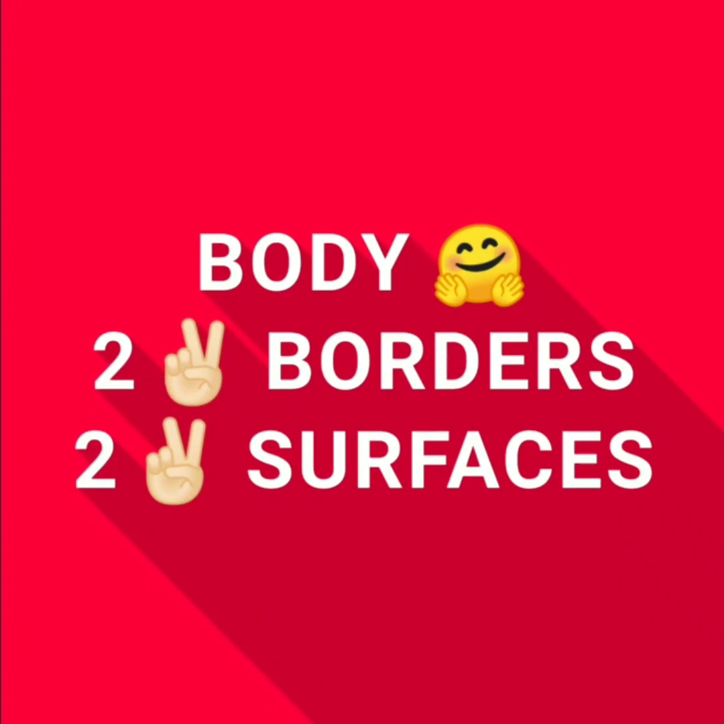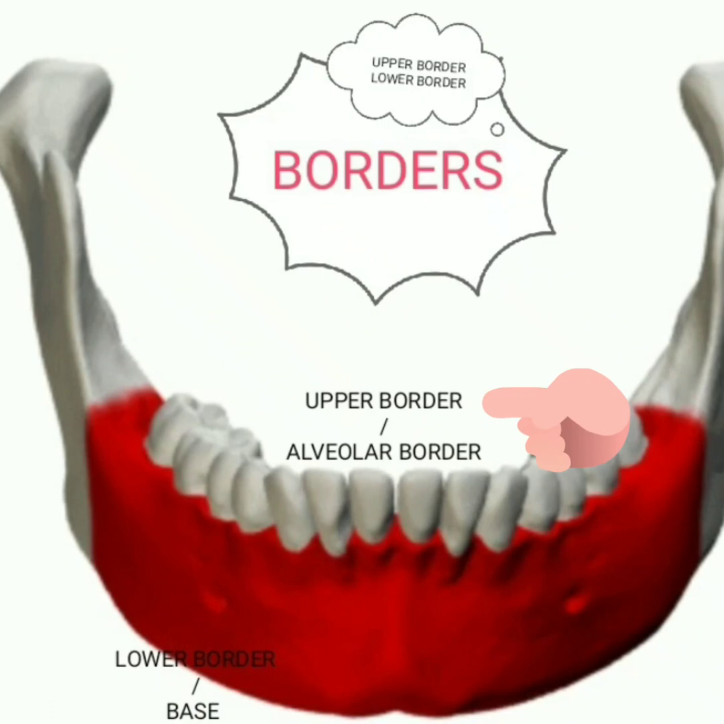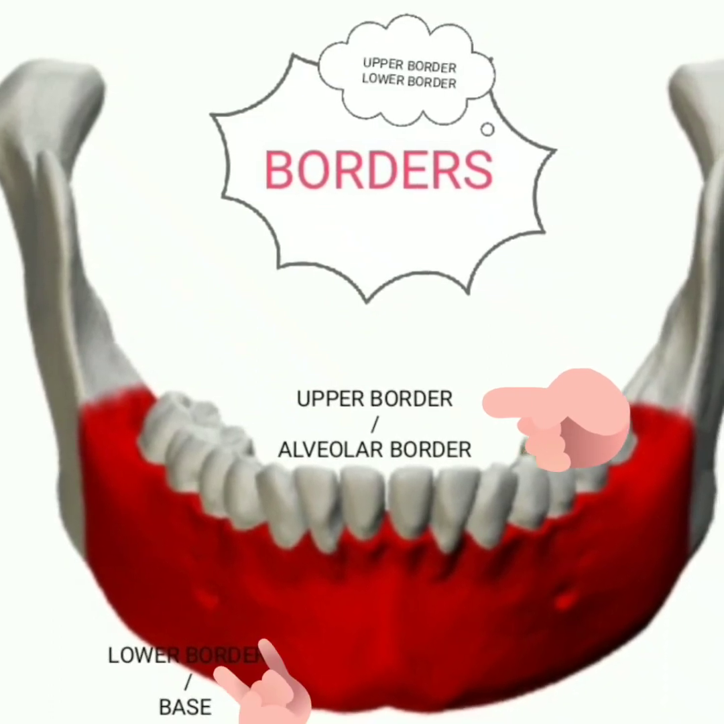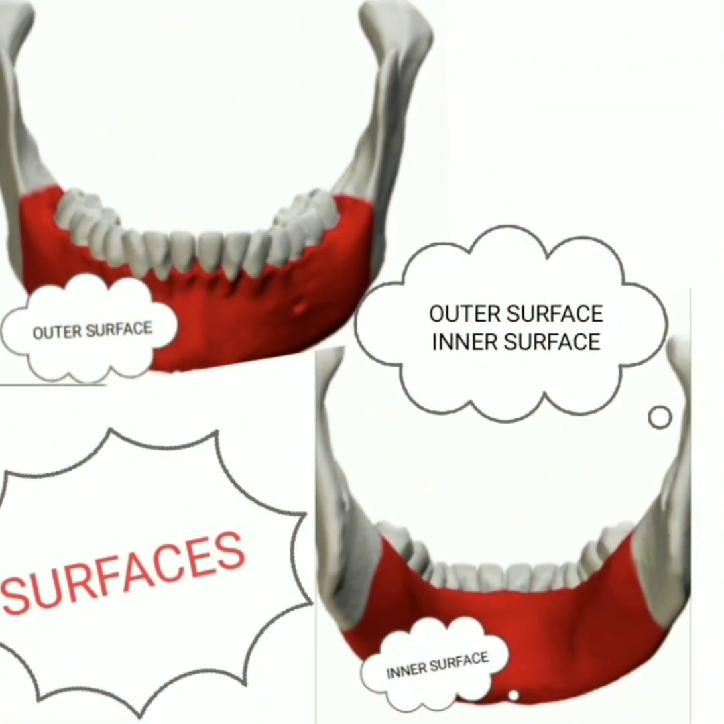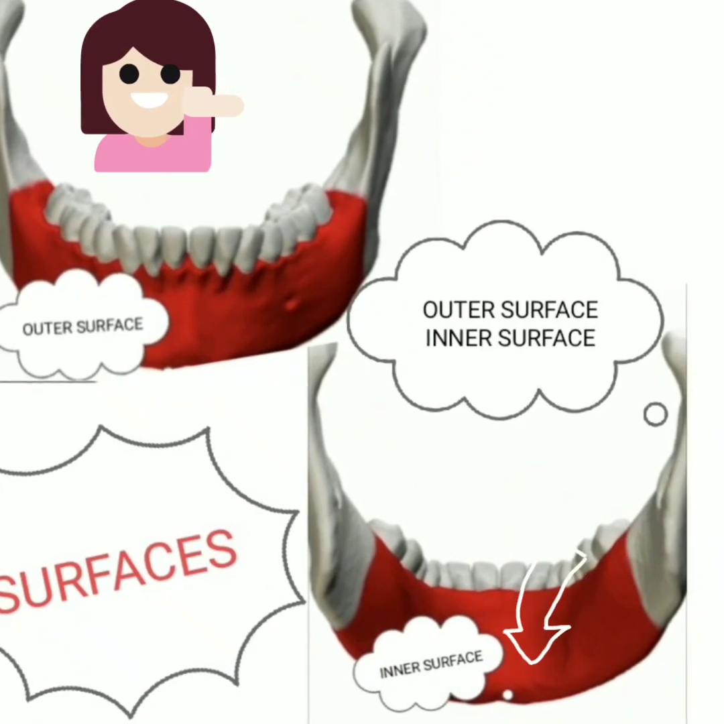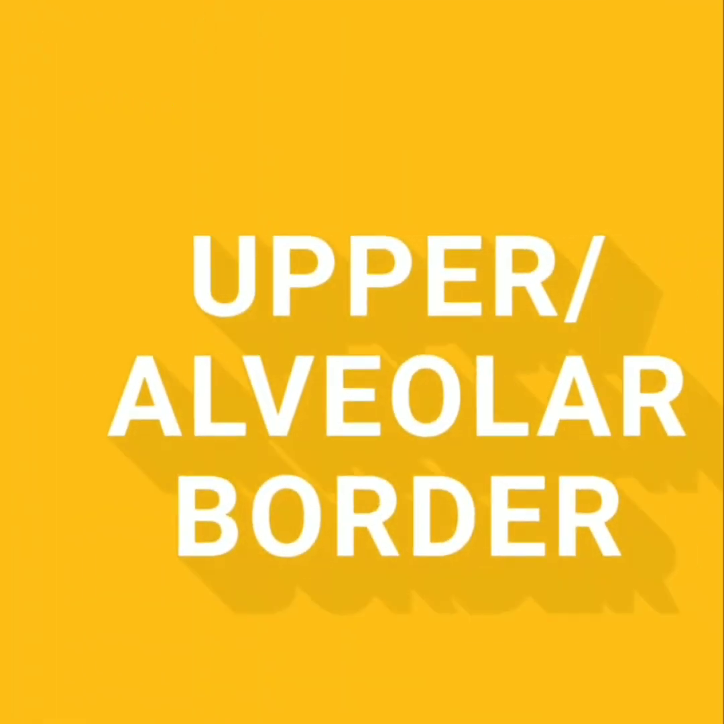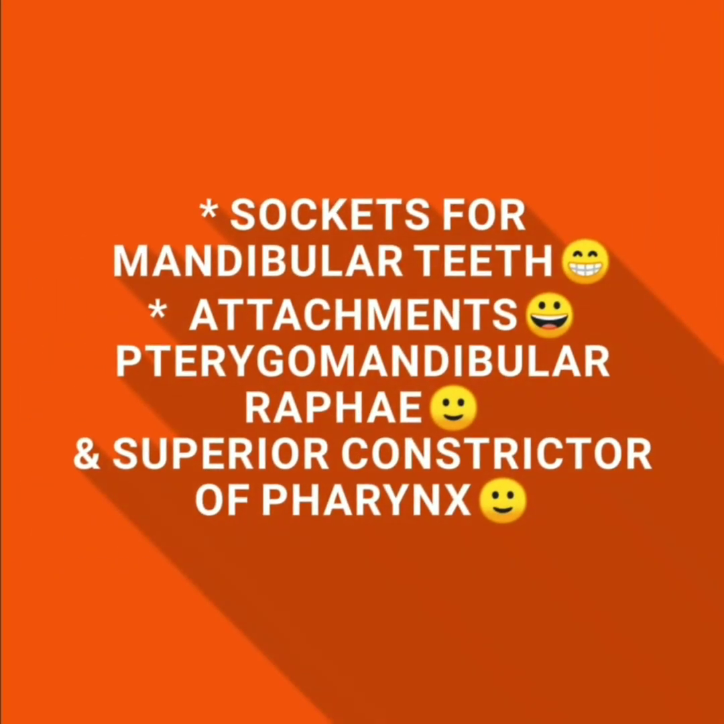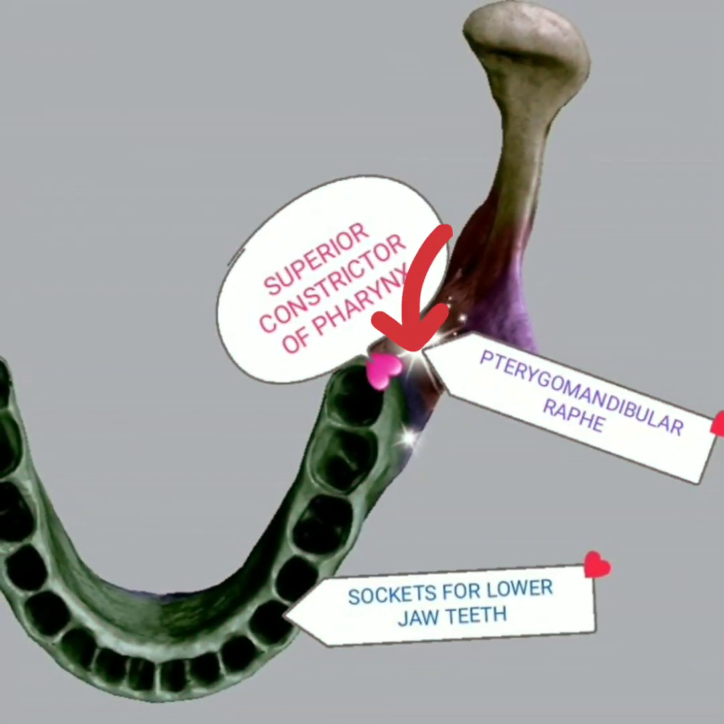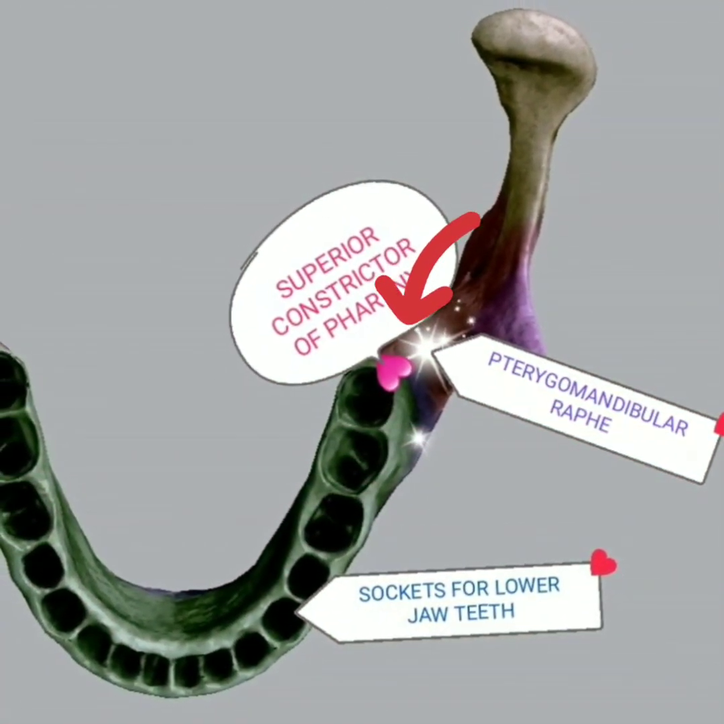We can appreciate the upper border or the alveolar border, the lower border or the base, the outer or external surface, and the inner or internal surface. Alveolar border has sockets for the lower jaw teeth. It also provides attachment for two structures, namely pterygomandibular raphe and superior constrictor of pharynx muscle. Both attachments are seen behind the third molar region.